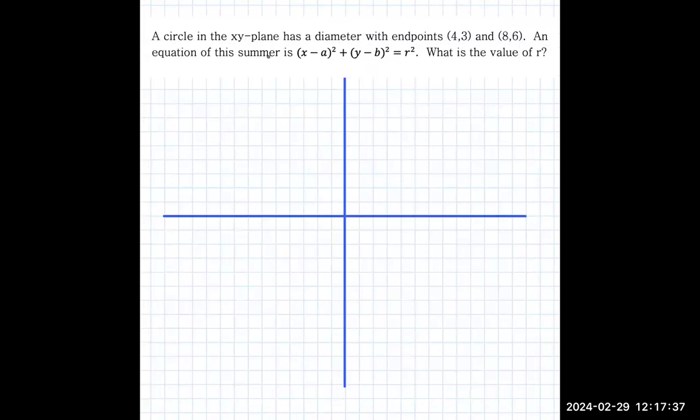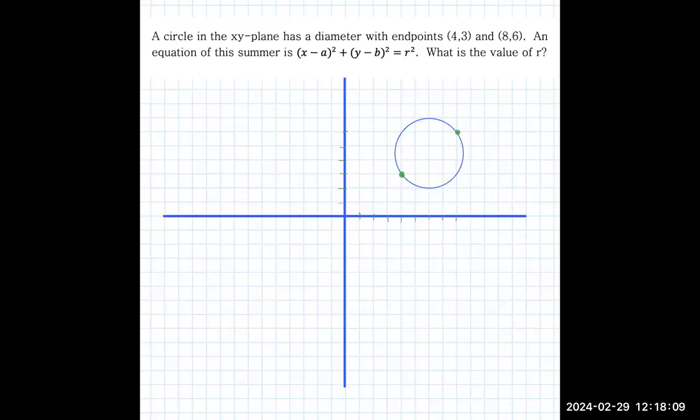And so if we go to (4, 3): 1, 2, 3, 4, then 1, 2, 3, then we're right here. And (8, 6): 5, 6, 7, 8, then 4, 5, 6. And that's right here. And so let's go ahead and put a circle right in that space there. And that's kind of the circle that this question is talking about.